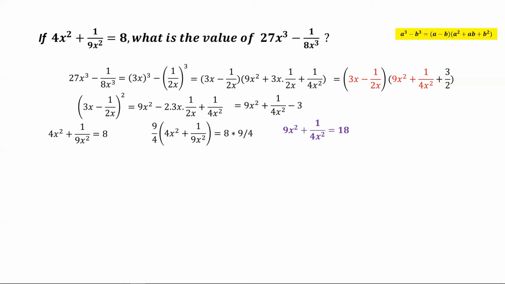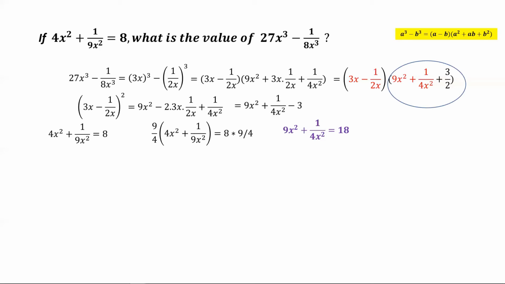So that's a little bit of a twist to this problem. Just some inspection, and we're able to see how we can get 9x squared plus 1 by 4x squared simply from what we are given as 4x squared plus 1 by 9x squared. And once we have that, now I can evaluate this one.